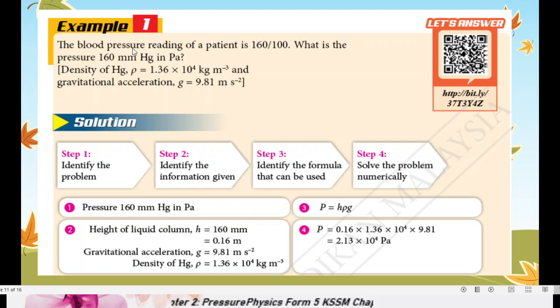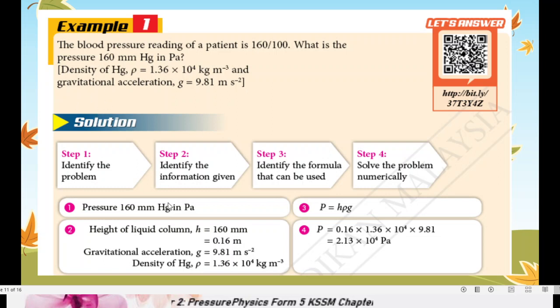Example 1. The blood pressure reading of a patient is 160 over 100. What is the pressure 160 millimeter mercury in Pascal, meaning we need to change the unit from millimeter mercury to SI unit Pascal. Given here, density of mercury rho 1.36 times 10 to the power 4 kilogram meter to the power negative 3, and gravitational acceleration g equals 9.81 meter second to the power negative 2. How do we solve this question?